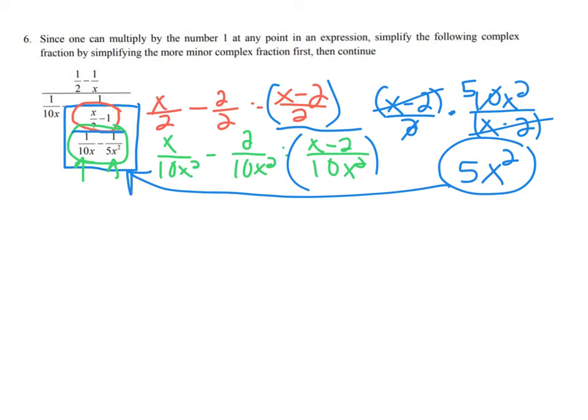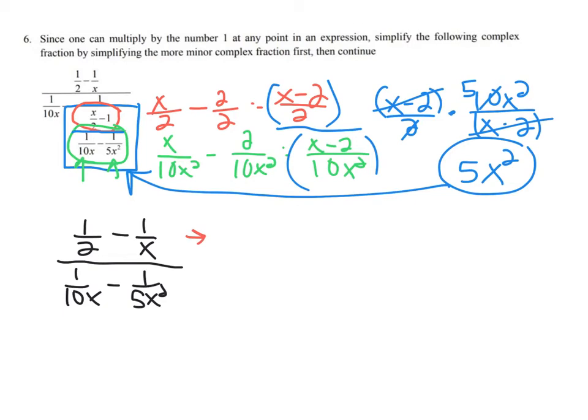If I were to rewrite this, I still have in the numerator of the entire expression 1/2 minus 1 over x, all over 1 over 10x minus 1 over 5x squared. And we're going to simplify that. To do that, we will simplify the numerator first.